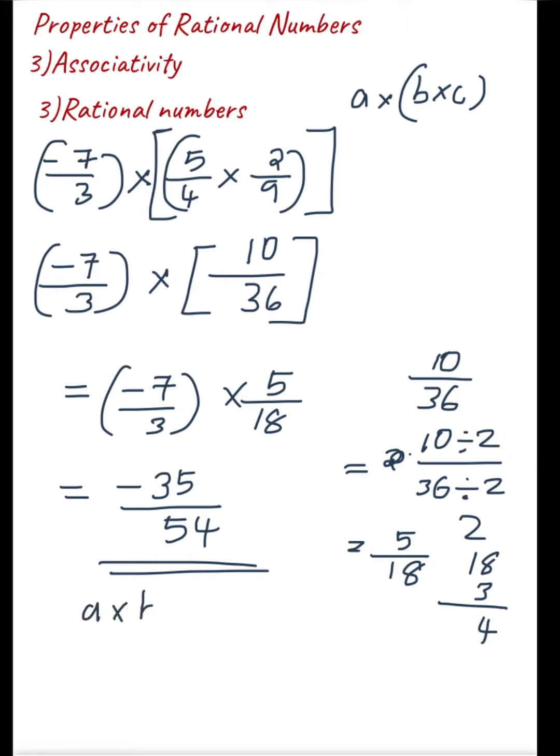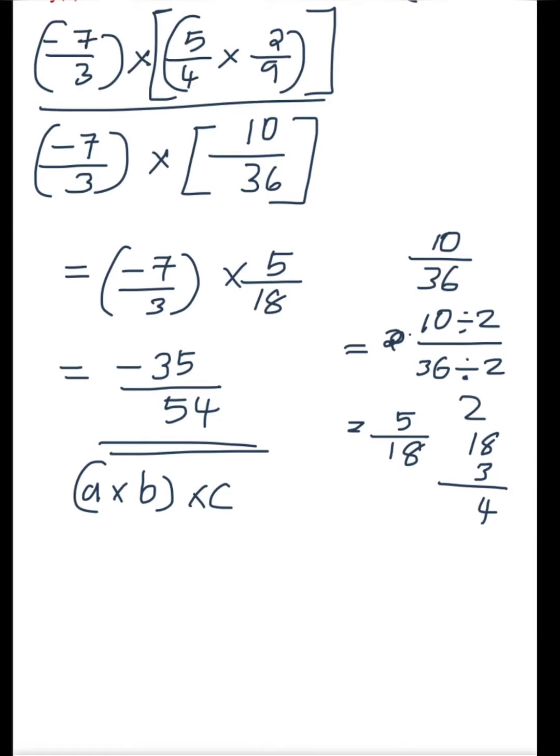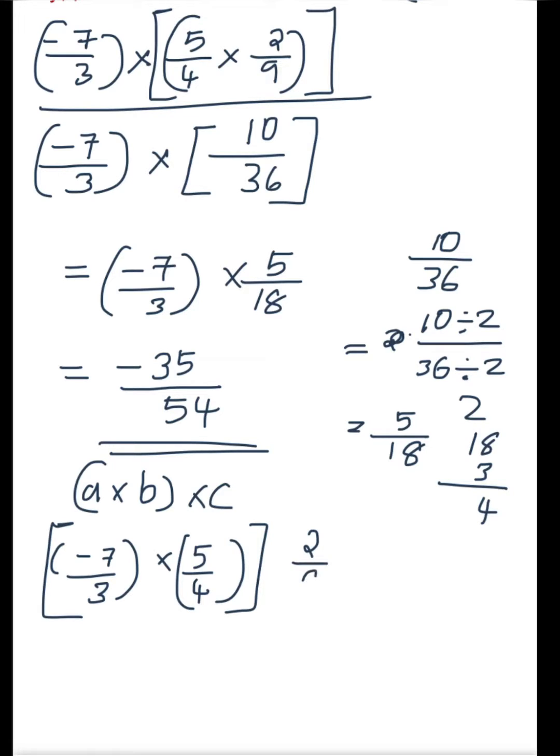A into B into C. Okay, now let's check this. This was our question. So minus 7 by 3 into 5 by 4 into what? 2 by 9. Okay. So what is minus 7 into 5? Minus 7 into 5 is minus 35. Minus 35 by 12. 3 into 4 is 12. Okay. Into 2 by 9.